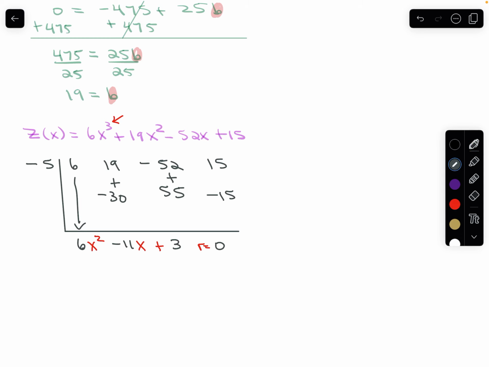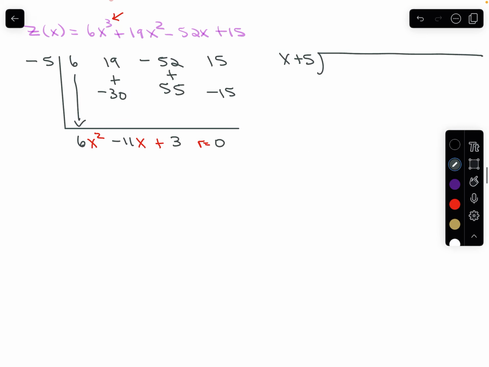I should get the same thing if I were to use long division. And remember, when you use long division, you use the factor, not the 0. I'll move this up. So I get 6x to the third plus 19x squared minus 52x plus 15. Okay, so I'm going to take my first term of 6x to the third and divide it by x. And when I do that, I get 6x squared.